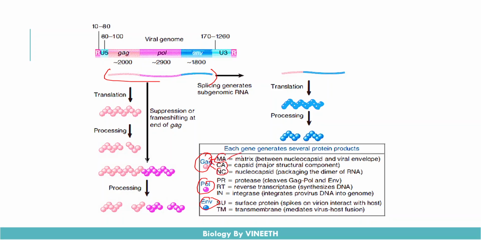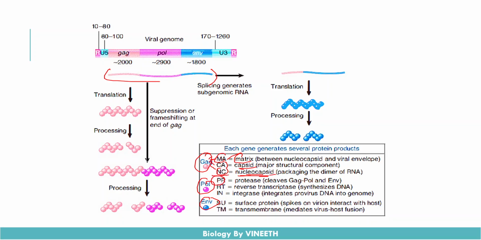MA is responsible for creation of the matrix, and CA is responsible for the production of the capsid layer, and NC is responsible for the nucleocapsid. So, packing the entire RNA molecule inside a protein coat is called a nucleocapsid. These proteins are responsible for the formation of the nucleocapsids.